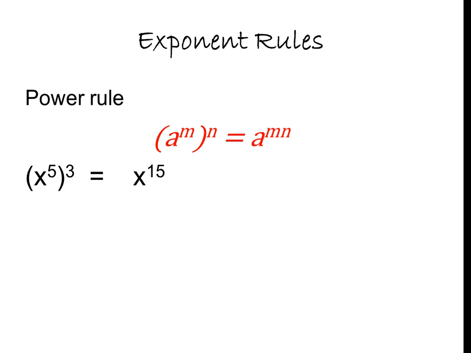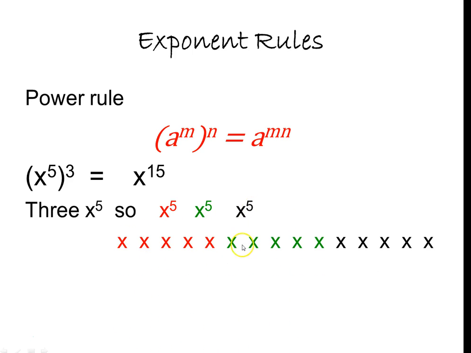Again, instead of just memorizing, let's understand what they're saying. They're saying there are 3 x to the 5ths. So let's write them. X to the 5th, x to the 5th, x to the 5th. And that really means there are 15 x's when I get done. So the shortcut to raising something to a power is to multiply.